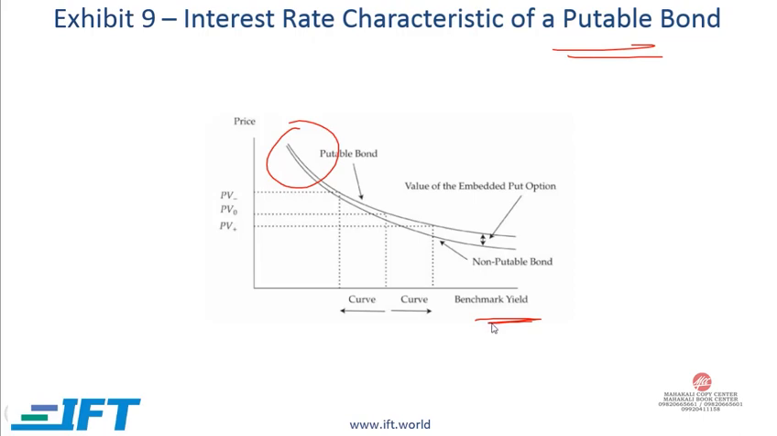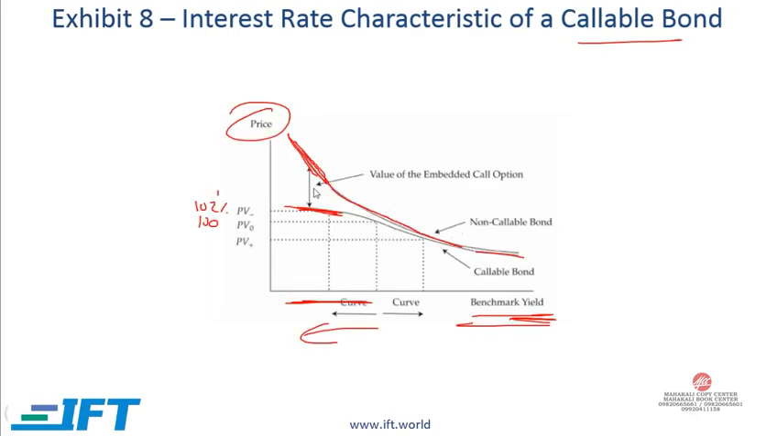At high interest rates, investors are more likely to return the bond. That's why there is a difference. Also note that if a bond is puttable, that in a sense puts a floor on the price of the bond, and that floor keeps the price of the puttable bond above the price of the non-puttable bond. The distance between the two curves represents the value of the put option. On the previous slide, this distance represents the value of the call option, and this is something that we have seen in the previous reading also.